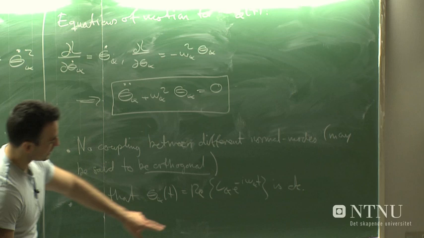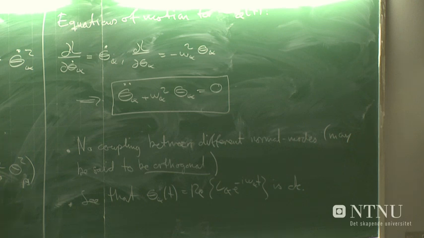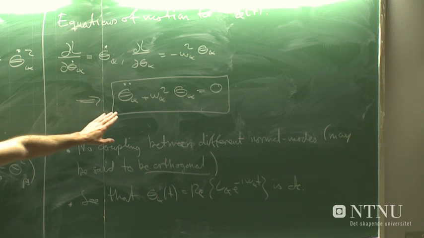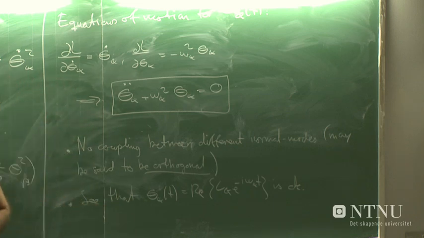And since these coefficients are unknown and complex, we need in general 2n initial conditions to fully determine all of the solutions here. Because C alpha is an amplitude and a phase, we have n equations.